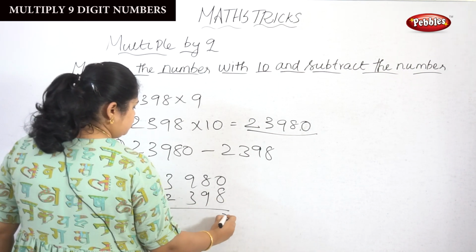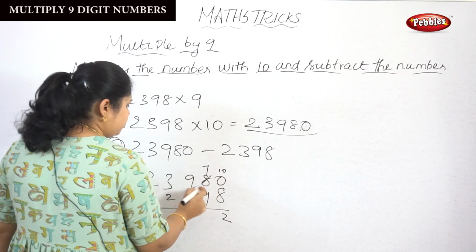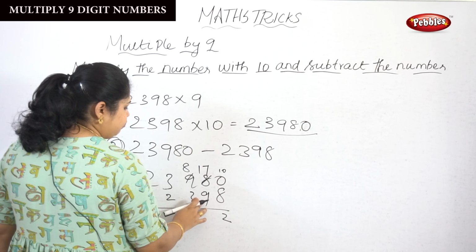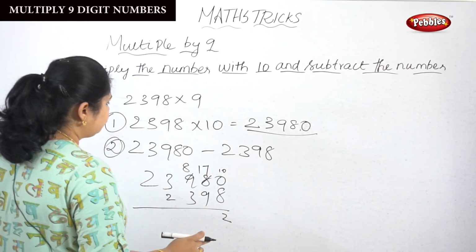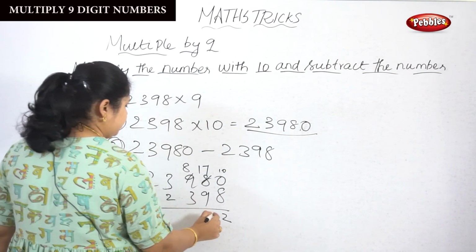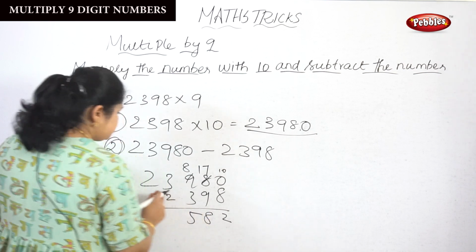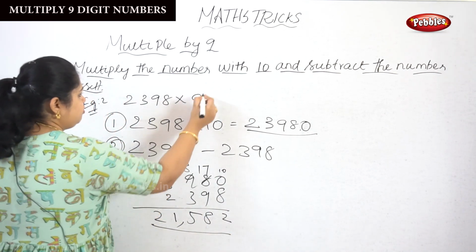Then 10 will be here. Then 7 here, borrowing. Then it will become 8 and will become 9. Then 17 minus 9 is 8. Then 8 minus 3 is 5. Then 3 minus 2 is 1, and 2 here. So the final answer will be 21,582.